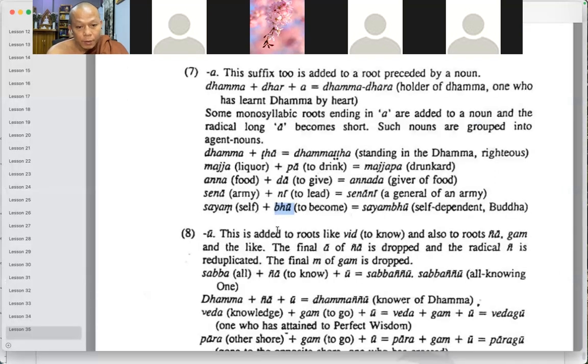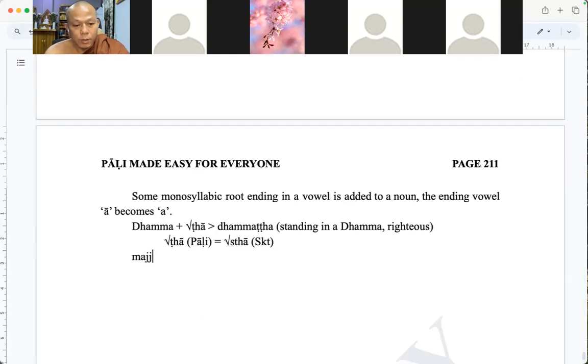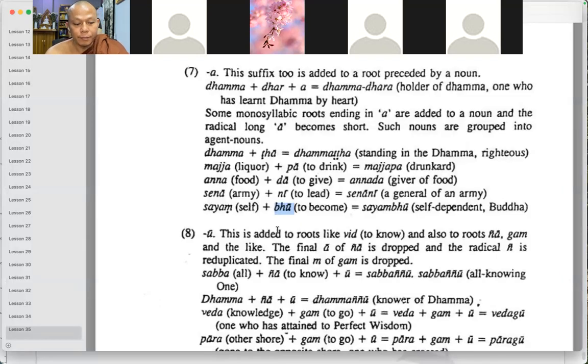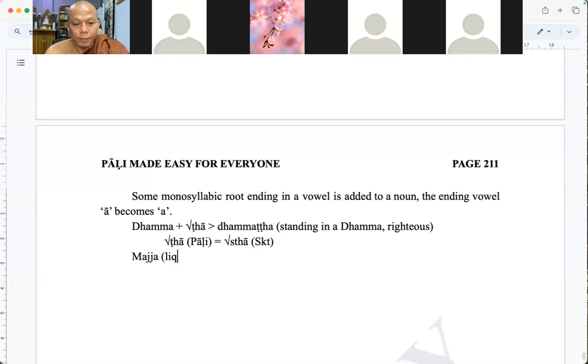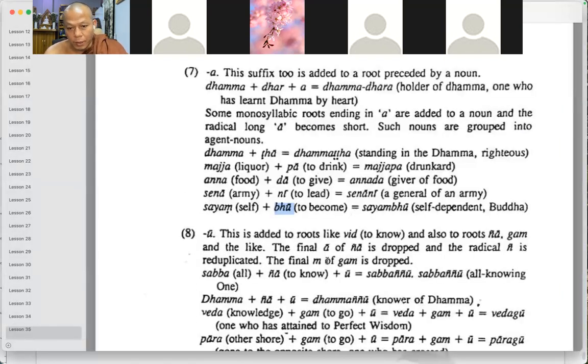And then next is Majja. Majja means liquor. And then after that, root pā. Root pā means to drink. So we have Majjapa. The vowel becomes short, you see. So Majjapa means drunkard. So drunkard.